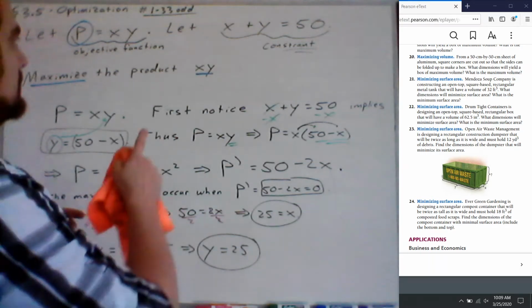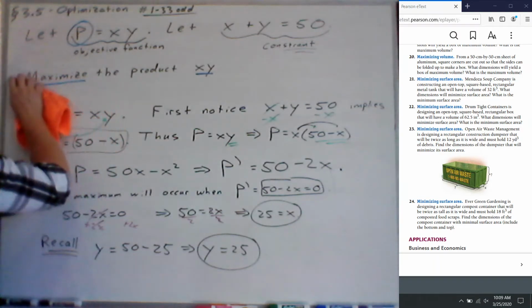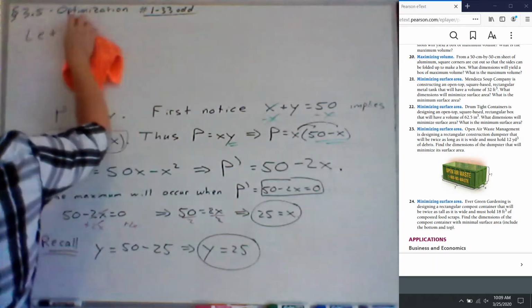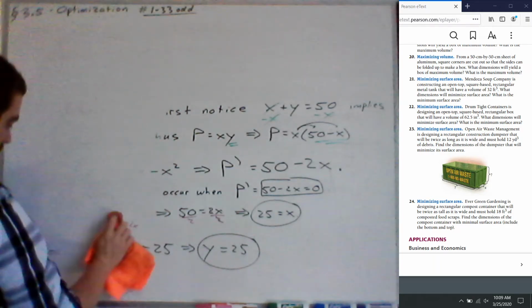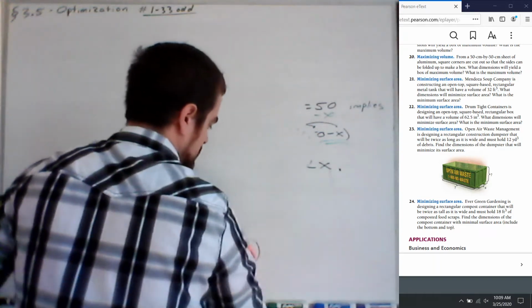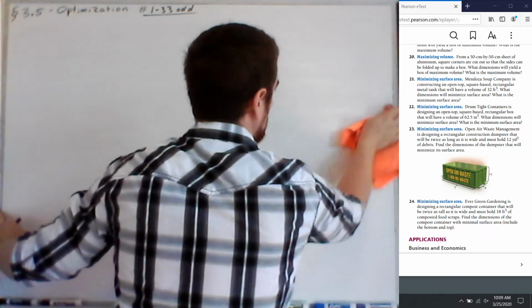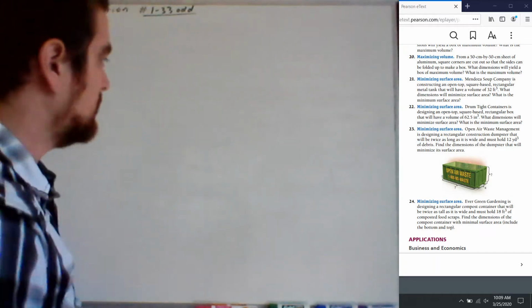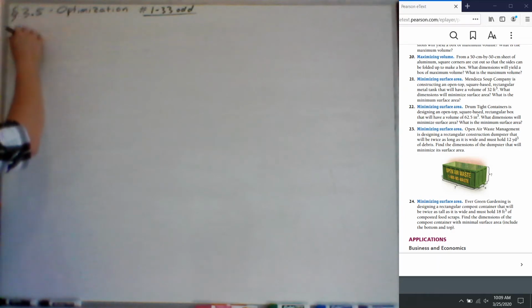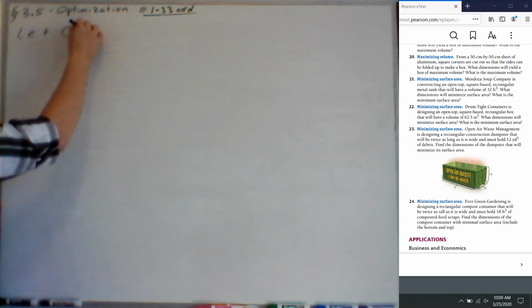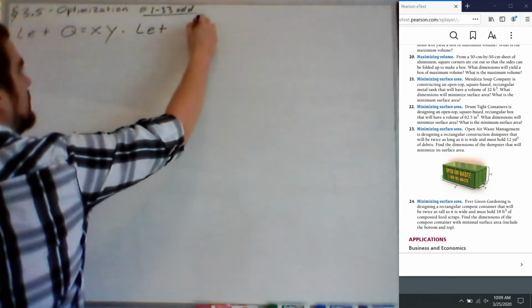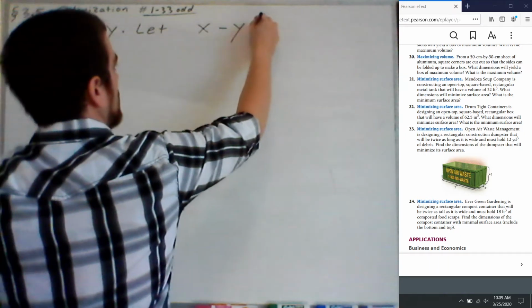I want to do another one like this with a different constraint, though. And here, P is not the profit. The book just used P for product. In fact, this one I'll change it up to a different letter. Let's say Q. Let Q equal X times Y. And let X minus Y equal 4.